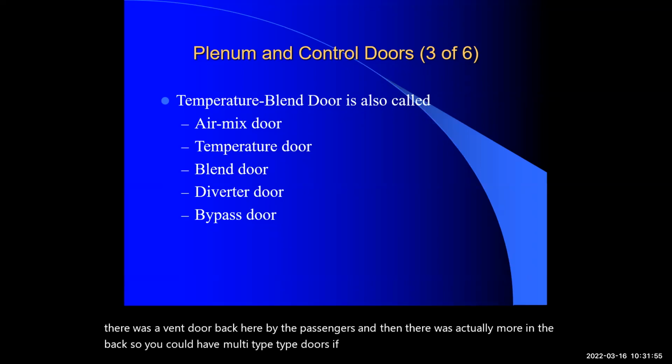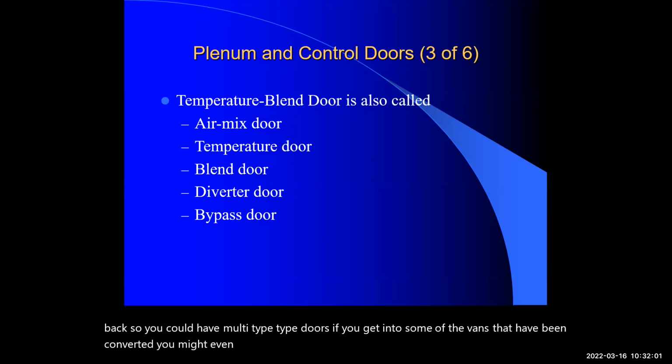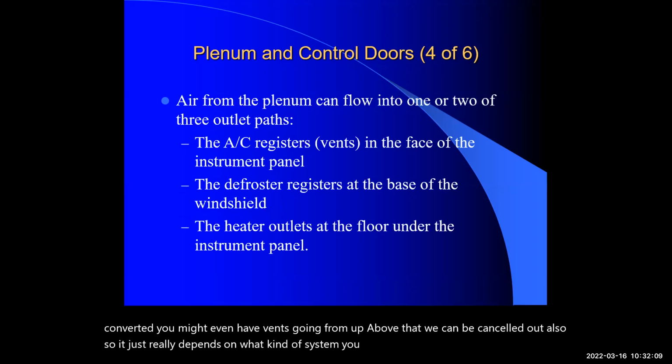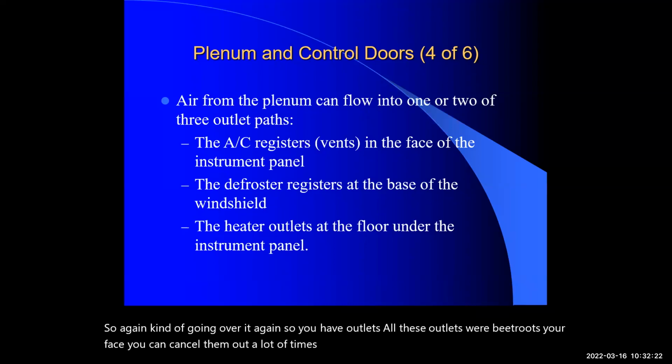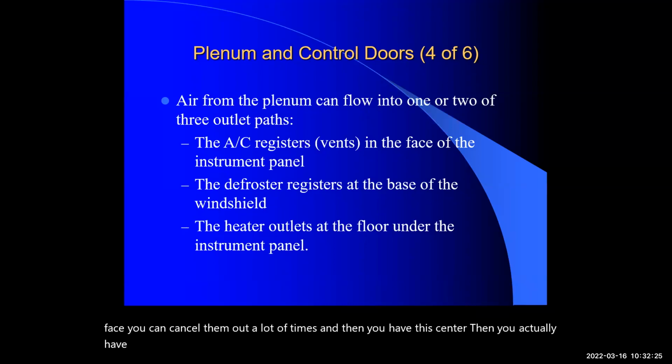If you get into some of the fans that have been converted, you might even have vents going from above that can be canceled out also. It really depends on what kind of system you have. So again, going over it: you have outlets, and all these outlets, the ones towards your face, you can cancel out a lot of times. Then you have the center, and then you have the passenger. Then you have your directed flow, and you can have temperature across that. And of course, defrosters going up.